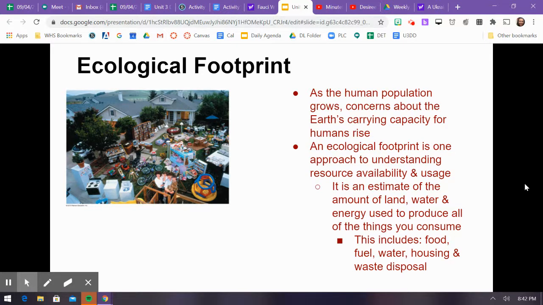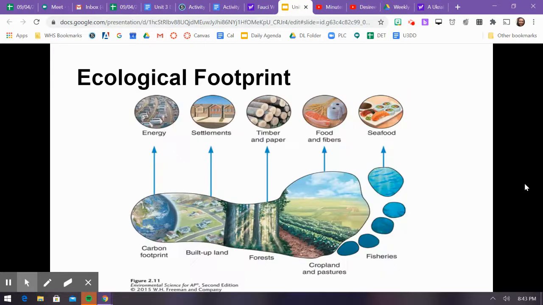Ecological footprints. So as the human population grows, concerns about Earth's carrying capacity for humans rise. Carrying capacity meaning how many humans with our lifestyles can we support? So, an ecological footprint is one approach to understanding the resource availability and usage. It is an estimate of the amount of land, water, and energy used to produce all of the things you consume. This includes food, water, fuel, housing, and waste disposal. It's a visual image for that.